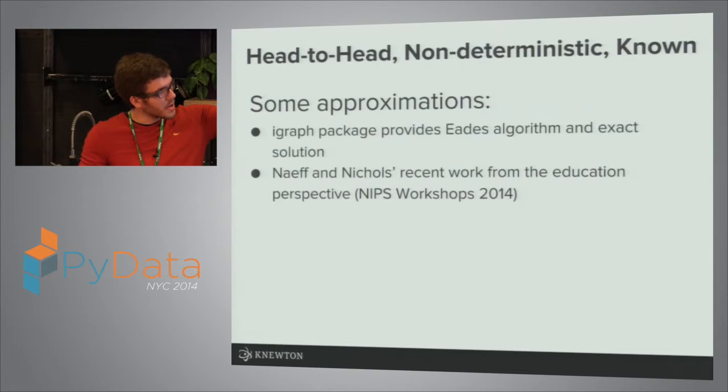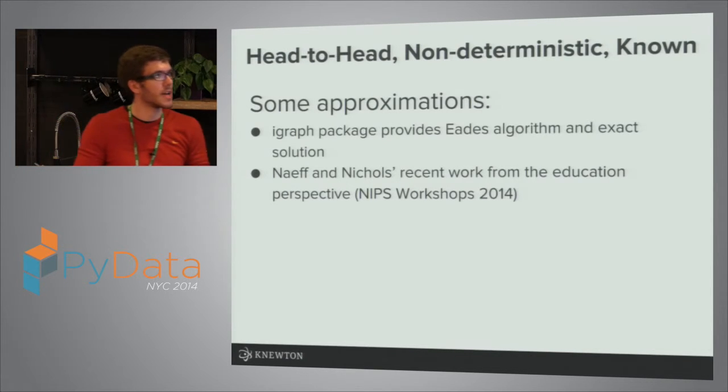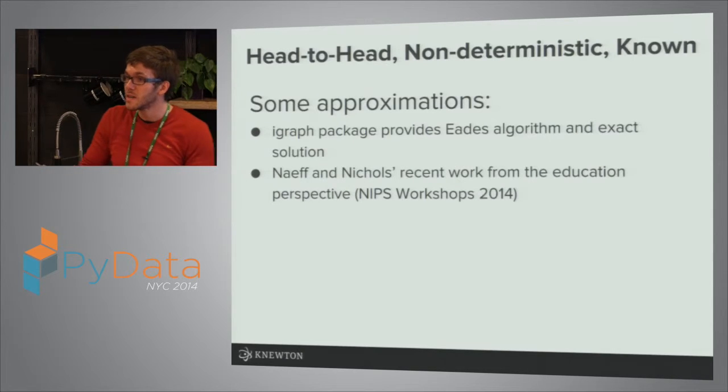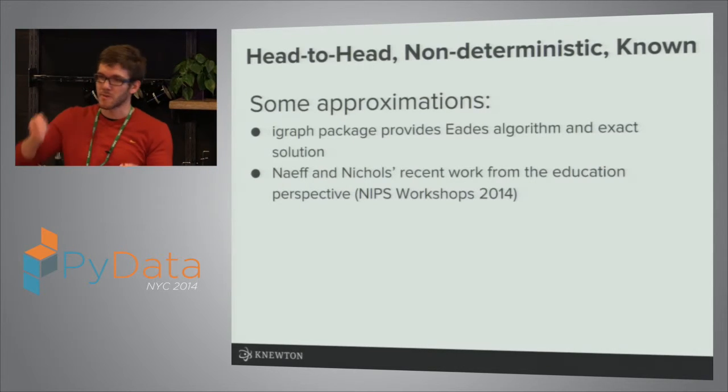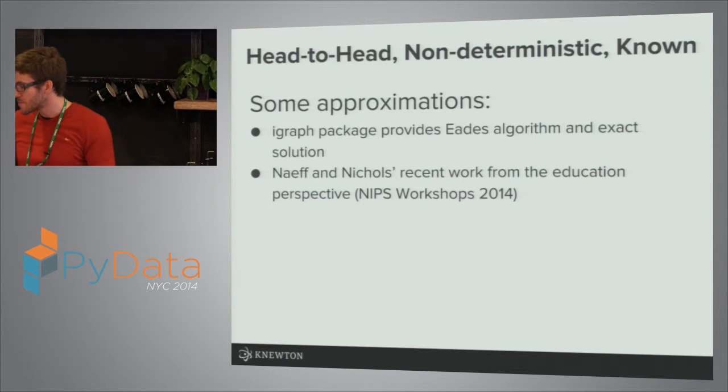But Eads algorithm is very good, and there are some extensions to it. For instance, my coworkers, Ruben Naif and Zach Nichols, had this paper coming out in its workshop in 2014 in a few weeks about improving it in the context of education. There are some objective functions. There's sort of some maximal goodness properties that you can get out of it.